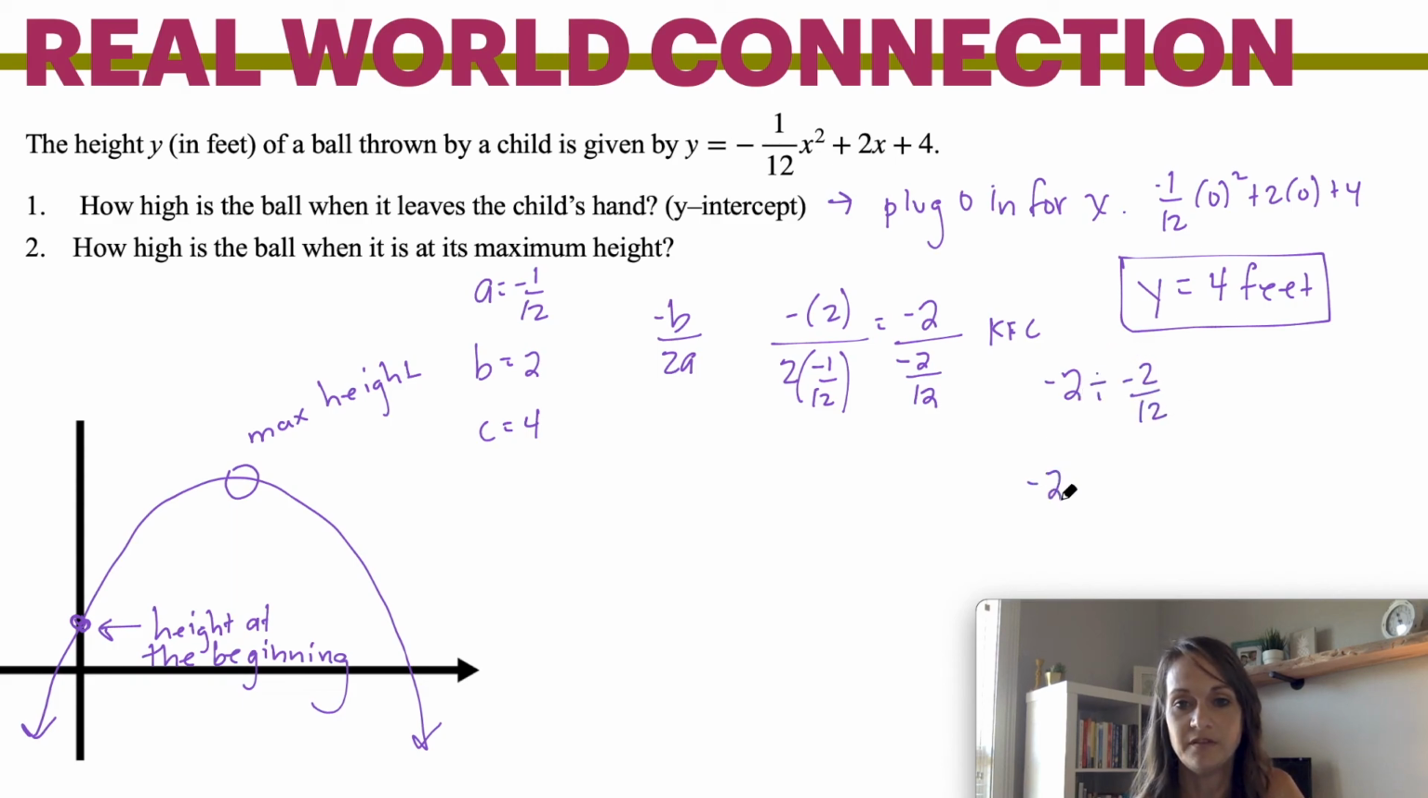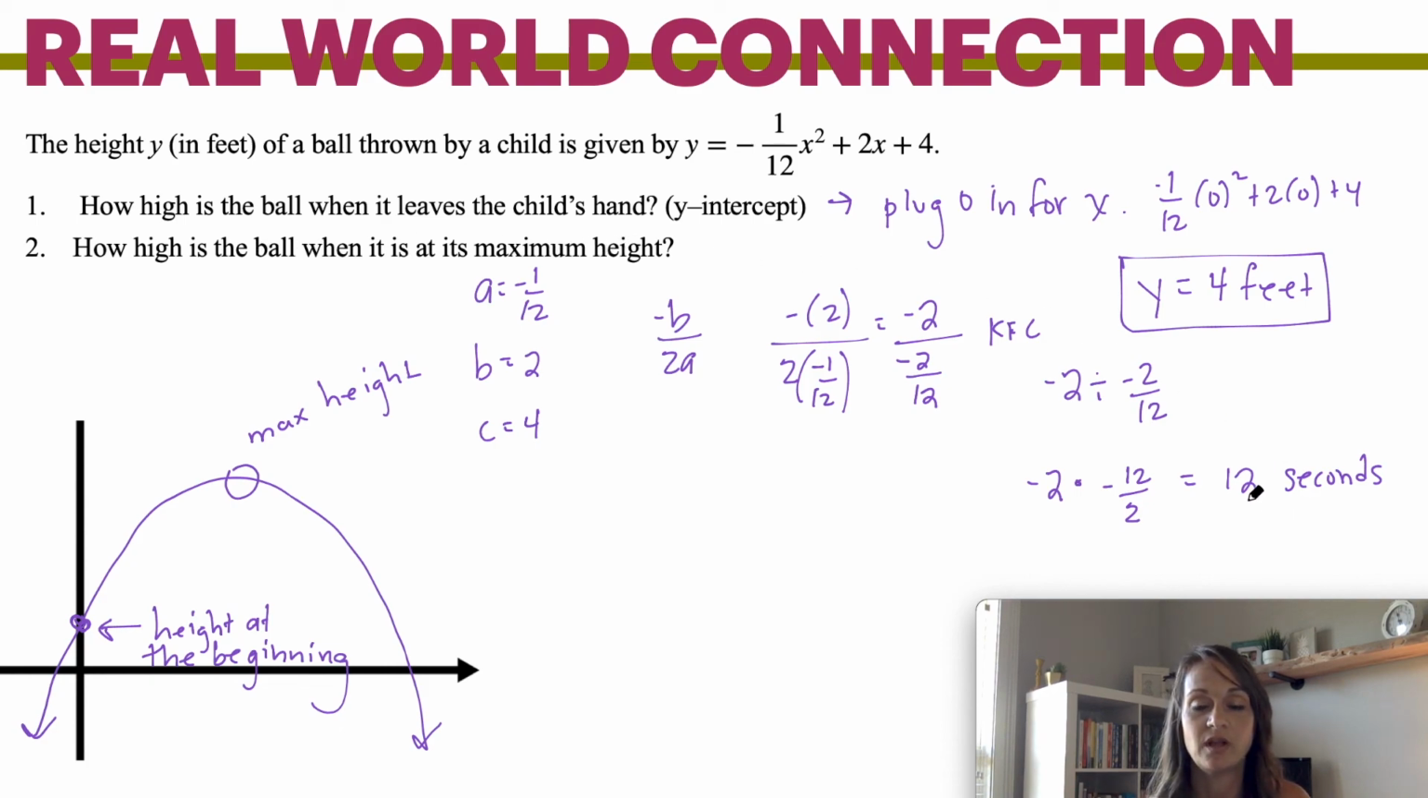So we keep the first, flip the second, and change it to multiplication, which will give us a positive 12 because negative 2 and 2 divide out, and negative times a negative gives you a positive. That represents our x coordinate, so we know that 12 seconds is when it's going to reach the max height, but it wants to know what is that max height.